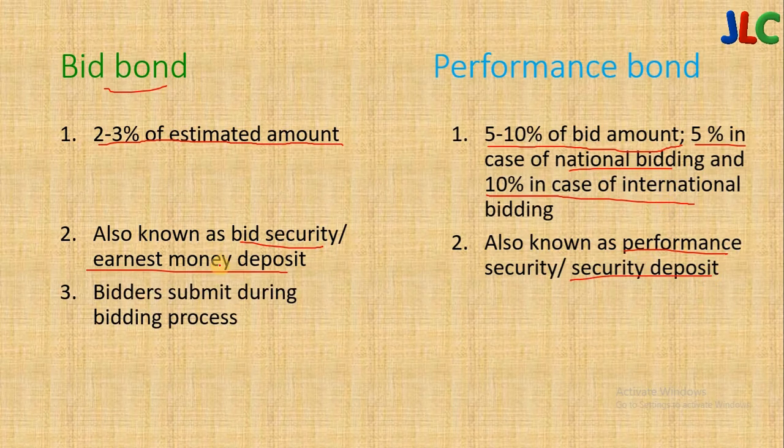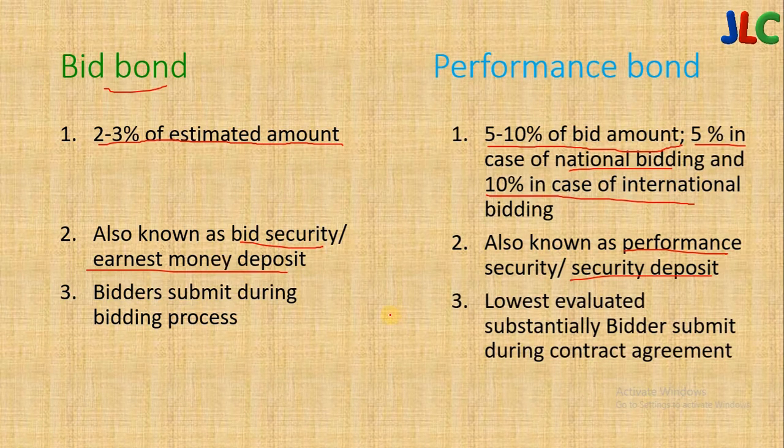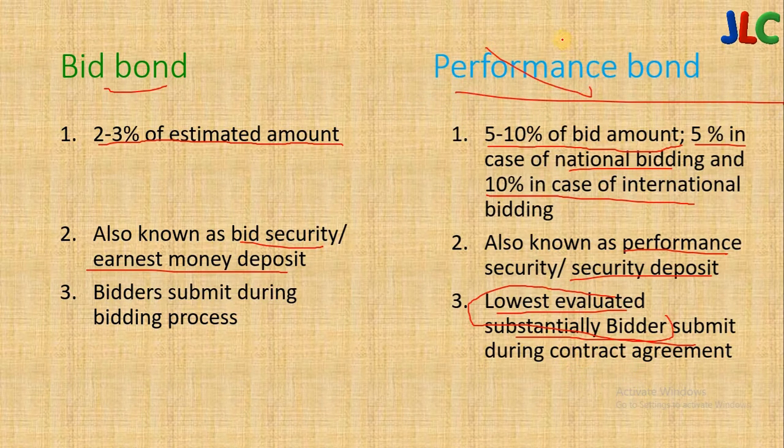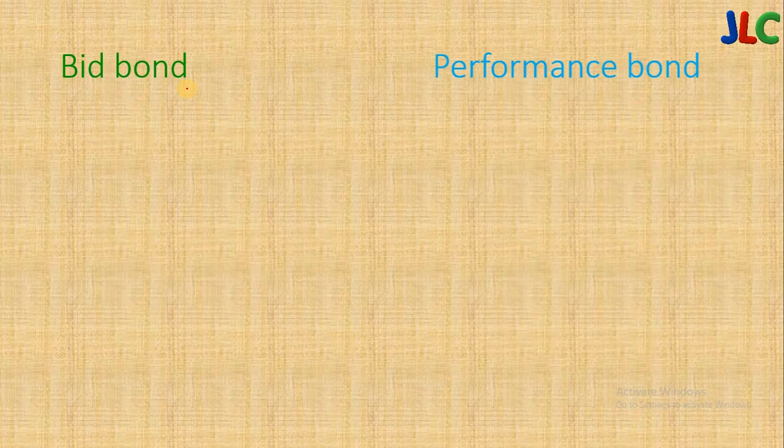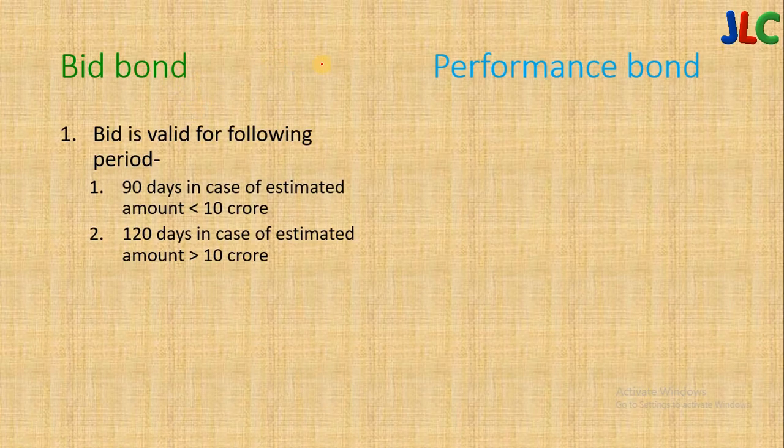Now bid bond is separated. Bidder submit the bid bond during the bidding process, while lowest evaluated substantially responsive bidder or the successful bidder submit the performance bond during contract. Without performance bond you cannot contract, or also without bid bond you will not be substantially responsive and you will not be considered further in the evaluation process of tender. So these two documents are very much important.